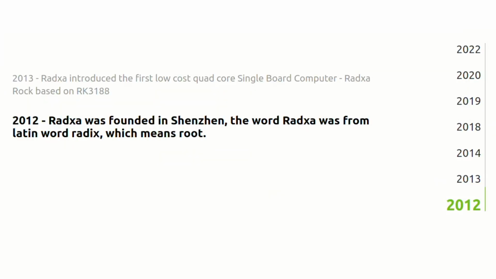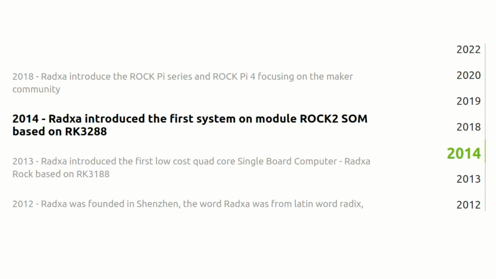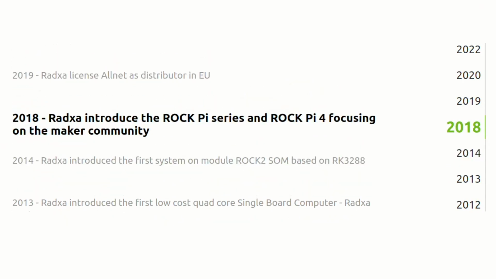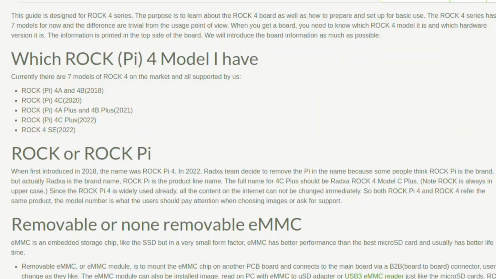Let's spend a moment talking about the history. I know it could be a little bit annoying, but actually these details will help you better understand the whole ecosystem. Radxa is a Chinese company. It was founded in 2012 in Shenzhen. In 2013, Radxa introduced their first low-cost single board computer with Rockchip RK3188. In 2018, Radxa introduced the RockPi series and the RockPi 4 computer, focusing on the maker community with the form factor of a Raspberry Pi.